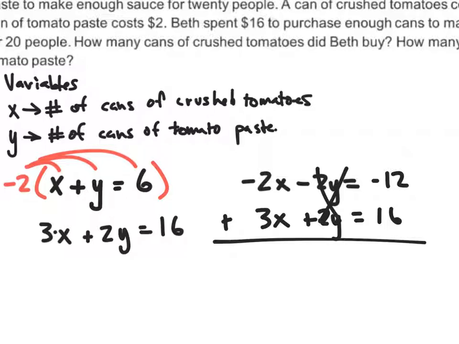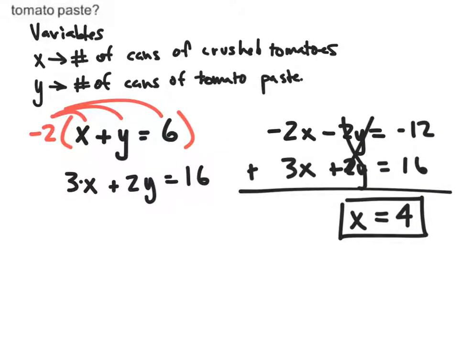So what I then have is -2x plus 3x, which is going to just give me a positive x. And then -12 plus 16 is going to give me positive 4. So I have that x is equal to 4, okay? And now I want to plug this back into one of my original equations, and I'm going to pick the top one because my coefficients are smaller. Okay, it doesn't matter, but that's what I'm going to choose.